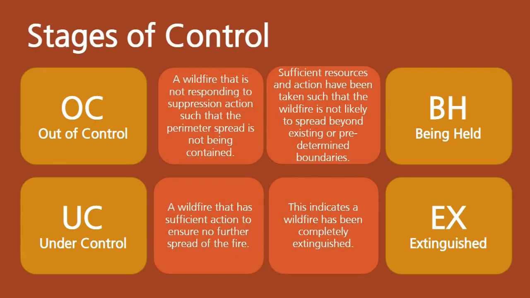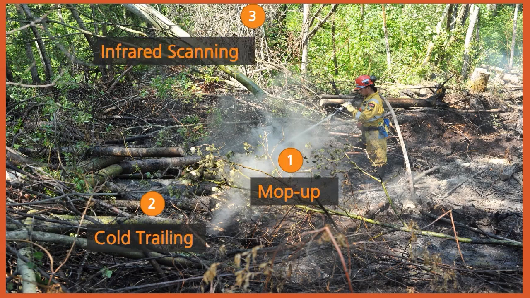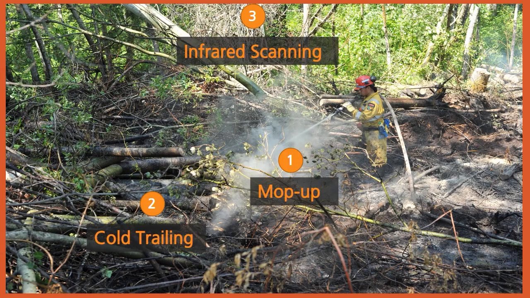Extinguished, EX. This indicates a wildfire has been completely extinguished. Putting out the fire's flaming perimeter is only the beginning of extinguishing a wildfire. 3 key activities have to be done before a wildfire is considered fully extinguished: mop-up, cold trailing, and depending on the size of the fire, infrared scanning.